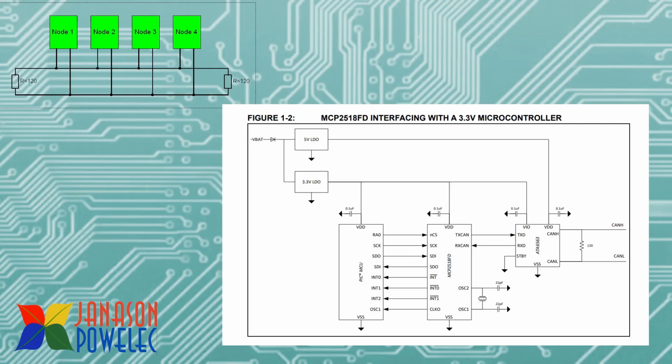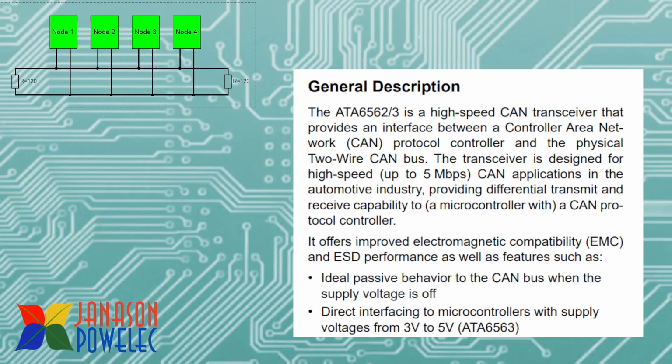There are 2 power supplies. One supply gives 3.3 volt for the CAN controller and 5 volt DC is given to the CAN transceiver. There is another IC which needs to be connected to the CAN controller, which will directly connect to the CAN bus. So, a general description of the CAN transceiver.